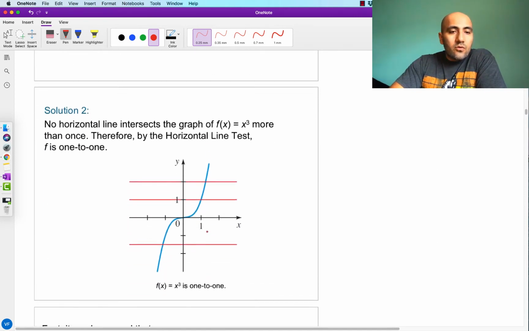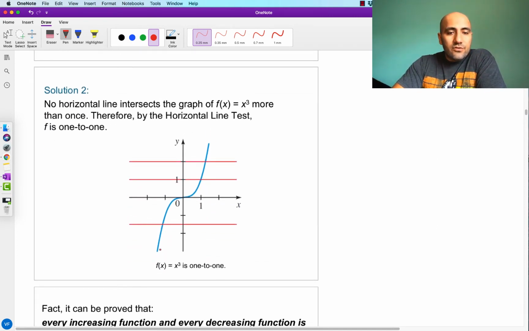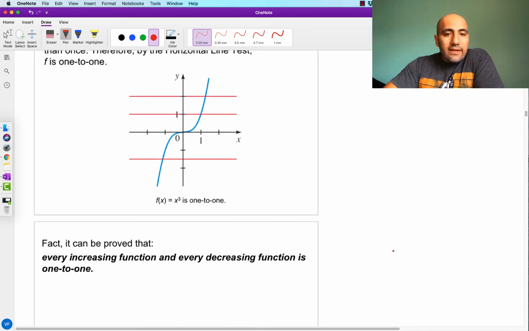Okay, so no horizontal line intersects the graph. That's what we did. So x cubed is 1 to 1. Note that this is a case where the function is always increasing, right? If you were on a roller coaster and you were heading up this way, you would always be increasing. Even here, you're increasing, but maybe it's slowing down, and then it starts increasing again, right? But you're always going up, right?